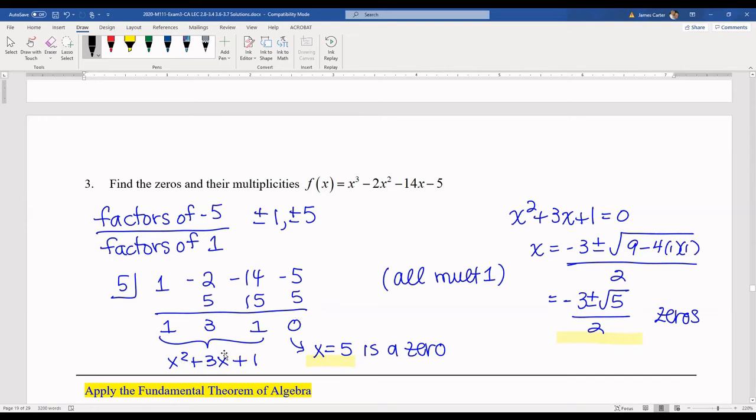Then we would have to factor this thing, or use the quadratic formula. They chose to use the quadratic formula. And it's a good thing they did because it came out radicals. Negative 3 plus or minus square root of 5 all over 2. Okay. So your zeros are these, a plus or minus pair, and then also x equals 5.